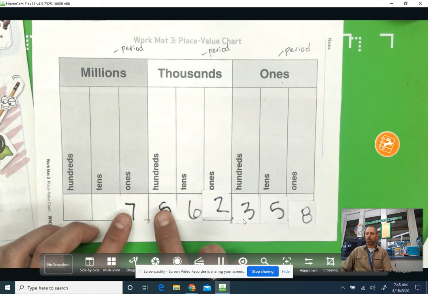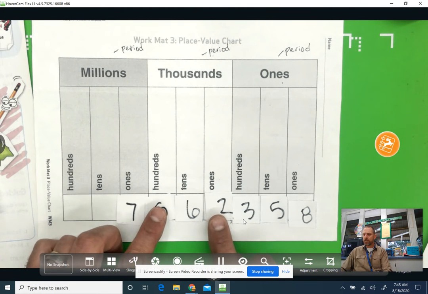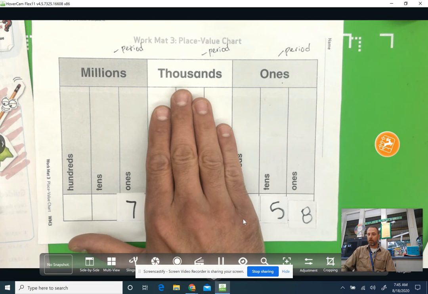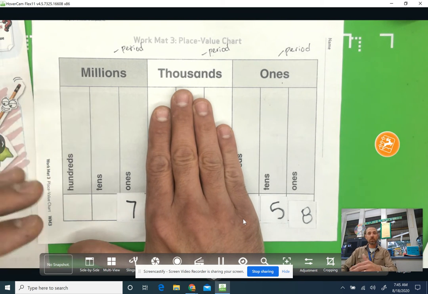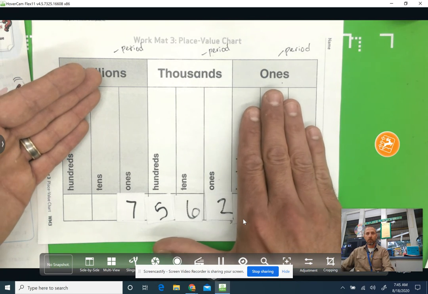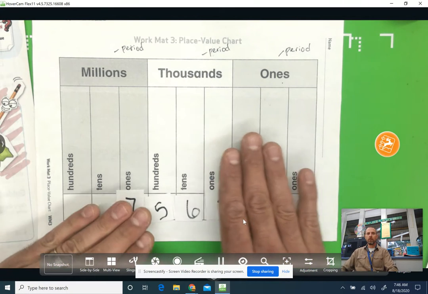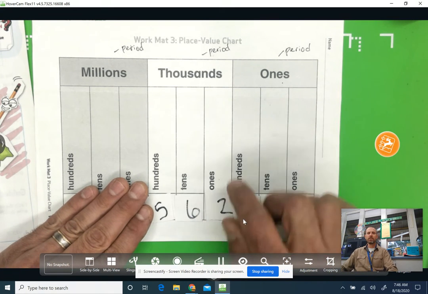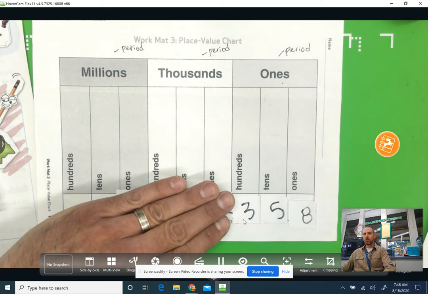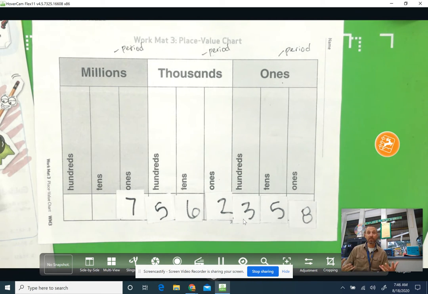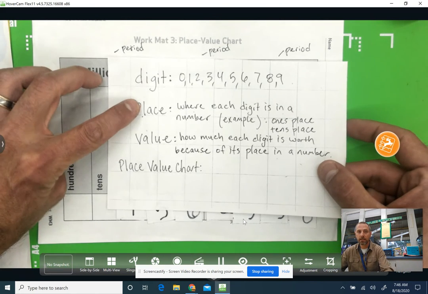Let's make this number 1 digit larger, and it's going to send us into the millions period here. We've got now a 7-digit number. Okay, and if we do like I said, and that is, if we want to read this number, just cover up the period to the right and just start with one period at a time. Start with the largest period first, and then make your way over to the smallest period. We have 7,562,358. Okay? All right. So that's using a place value chart while understanding our vocabulary of digit, place, and value.